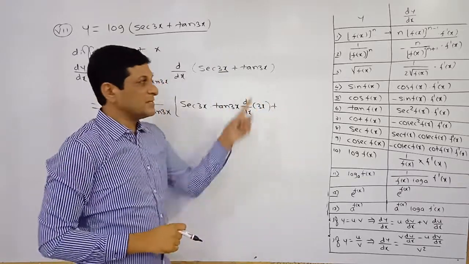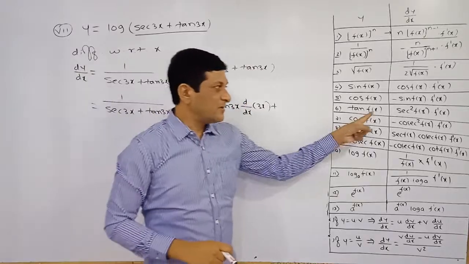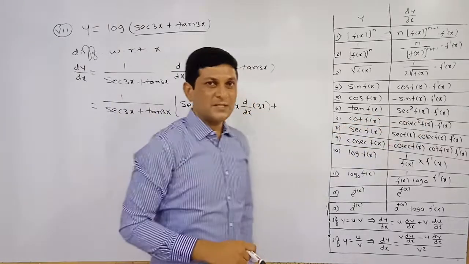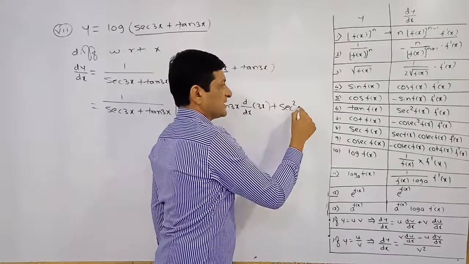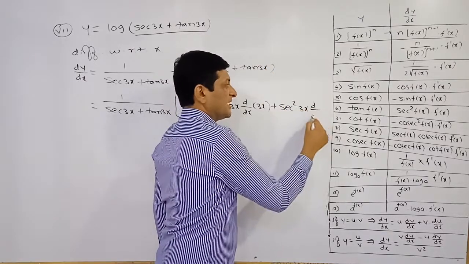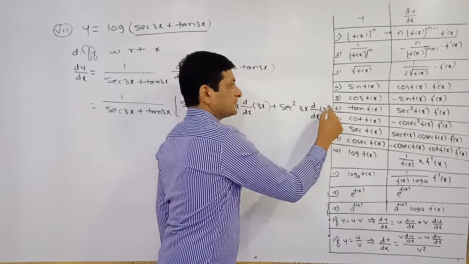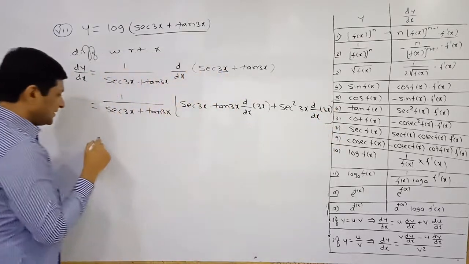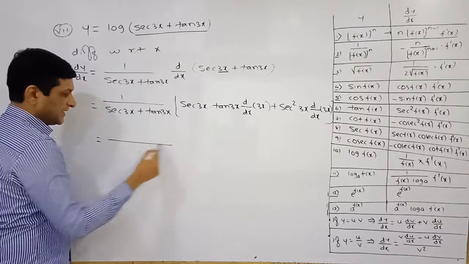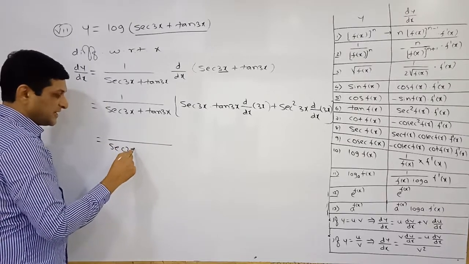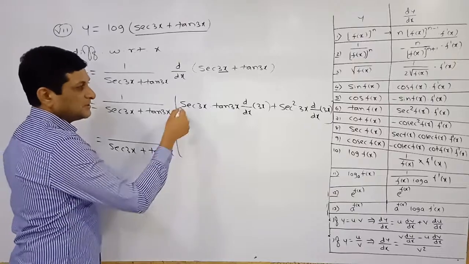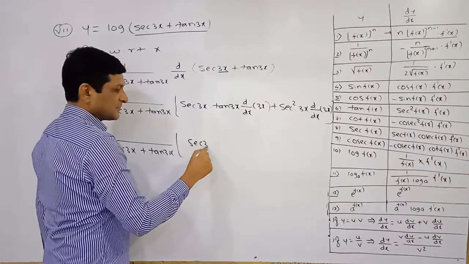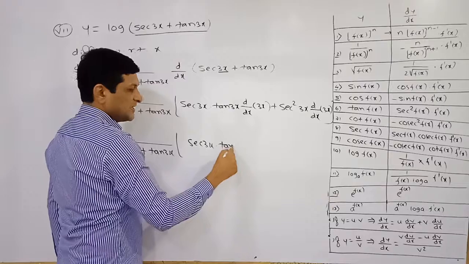Now the second term is in the form of tan f of x, and the derivative of tan f of x is sec square f of x into the derivative of f of x. So sec square f of x is, here, sec square 3x into the derivative of 3x. So which is equal to, in the denominator keep this sec 3x plus tan 3x as it is. Now here, sec 3x into tan 3x, keep it as it is.